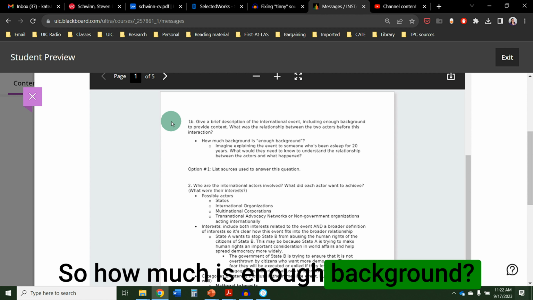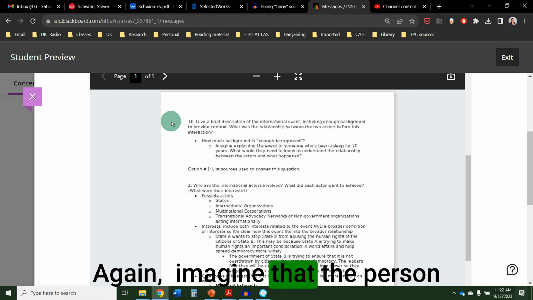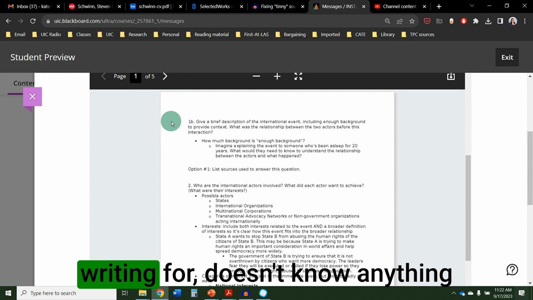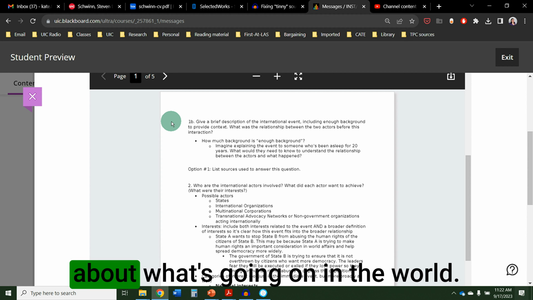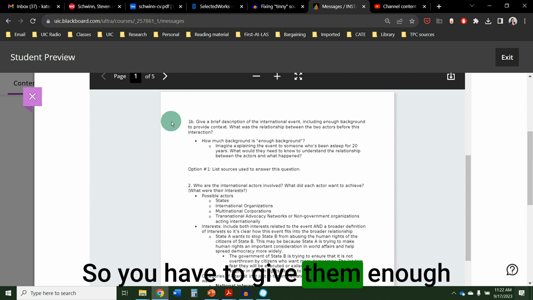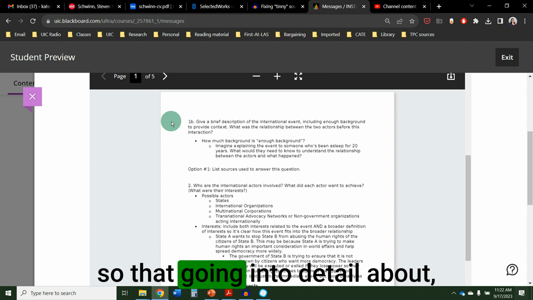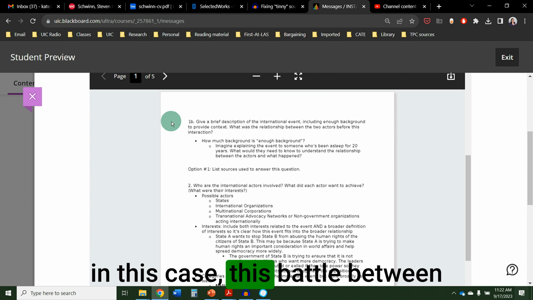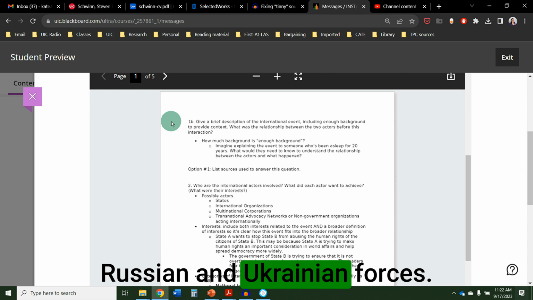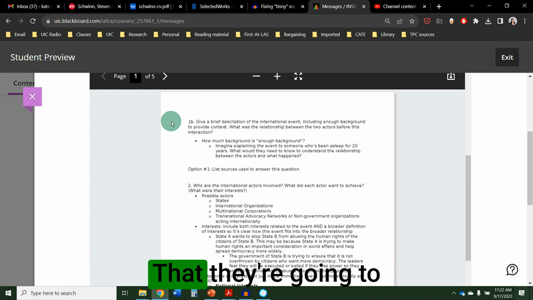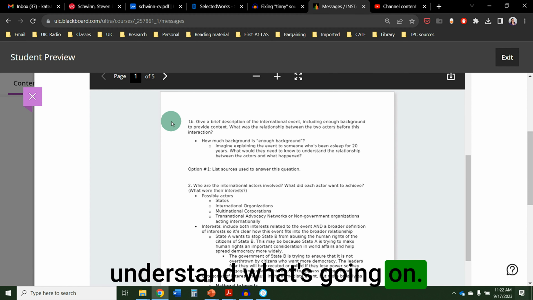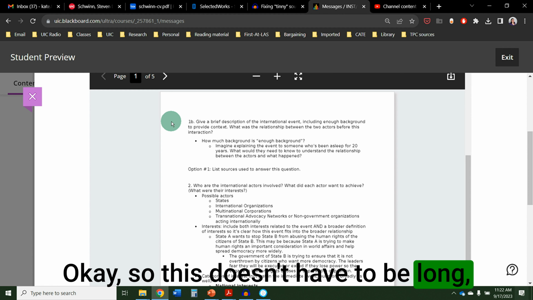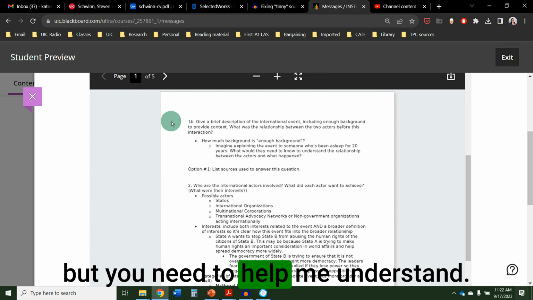So how much is enough background? Again, imagine that the person you're writing for doesn't know anything about what's going on in the world. So you have to give them enough so that going into detail about, in this case, this battle between Russian and Ukrainian forces, they're going to understand what's going on. Okay, so this doesn't have to be long, but you need to help me understand.